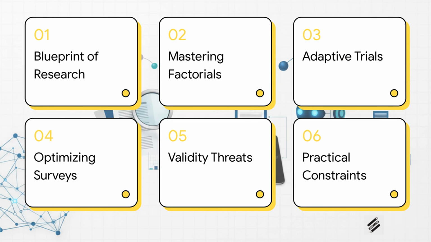Okay, here is our coaching checklist for today. We're going to build foolproof research using 6 architectural pillars. 1. The blueprint of research. 2. Mastering factorials and randomization. 3. Designing adaptive trials. 4. Optimizing survey instruments. 5. Defending against validity threats. And finally, 6. Practical implementation constraints.